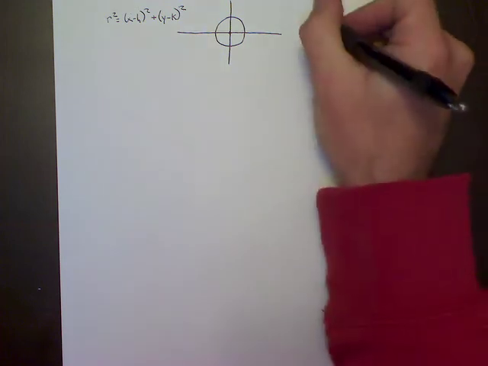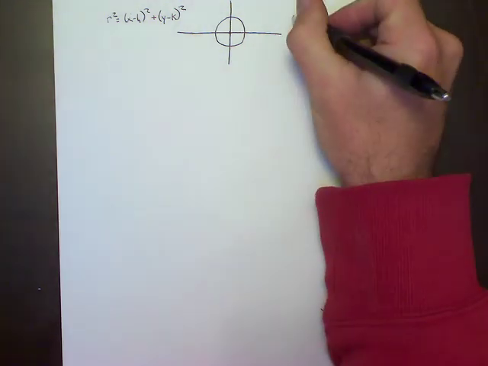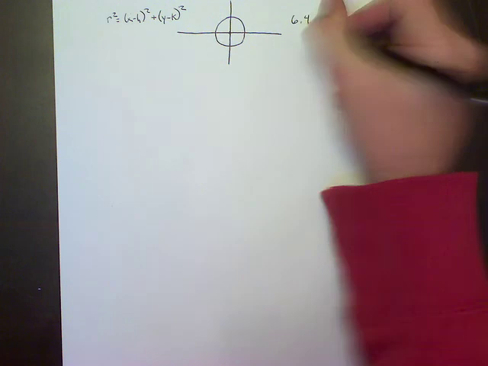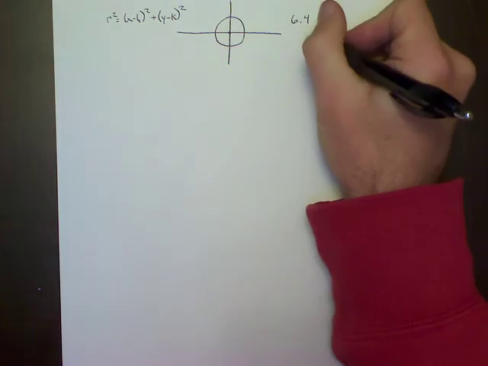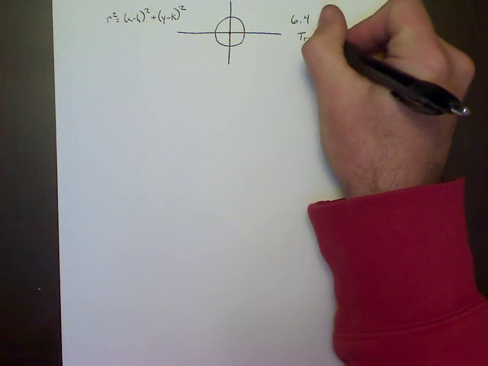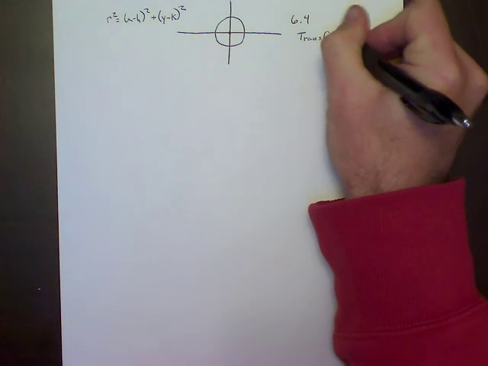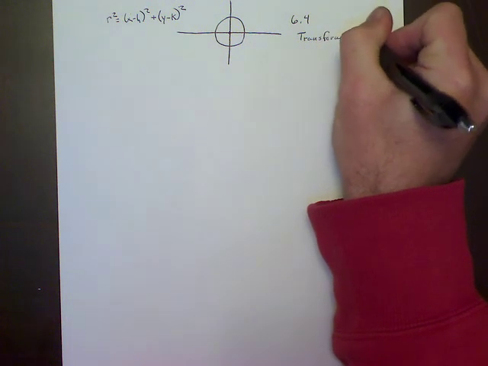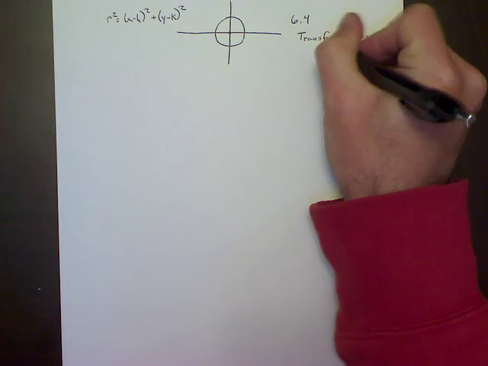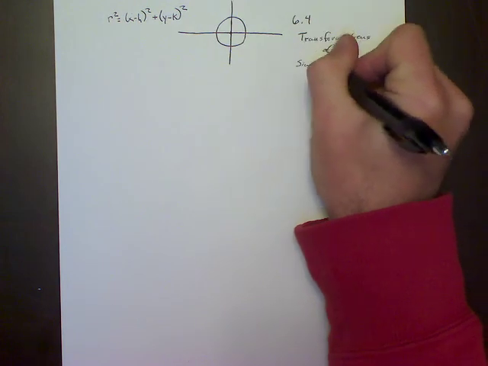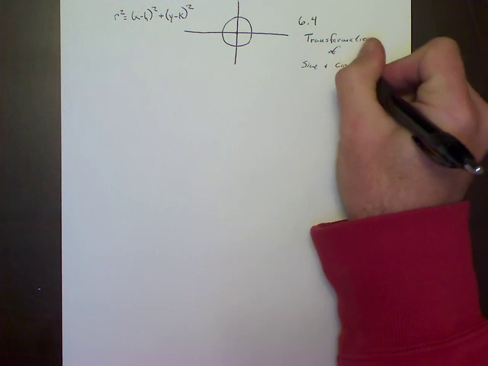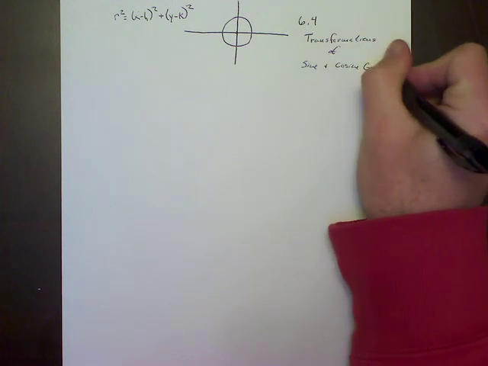So for those of you who want to know, we're going to be looking at section 6.4, which again looks at graphing, but we're going to look at the transformations of the sine and cosine graph.